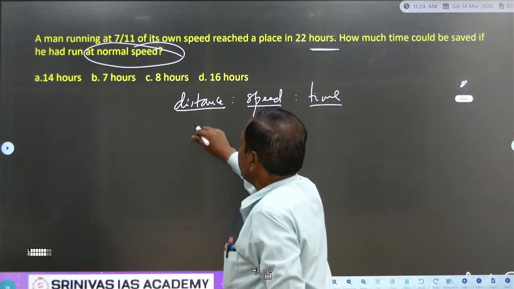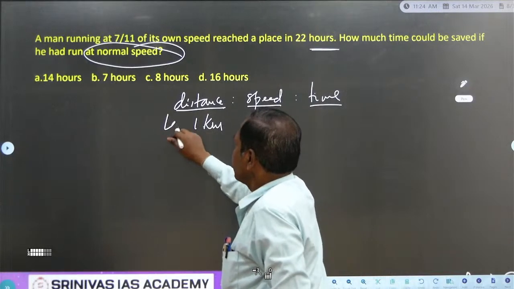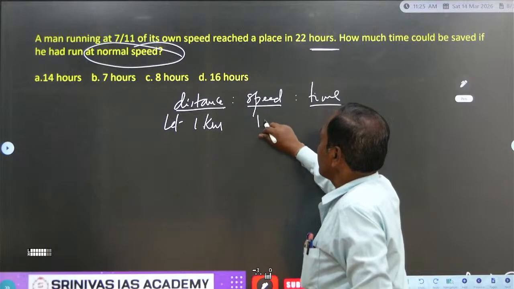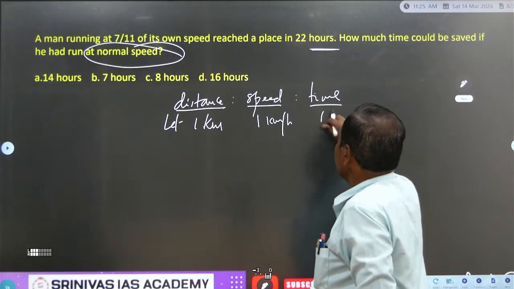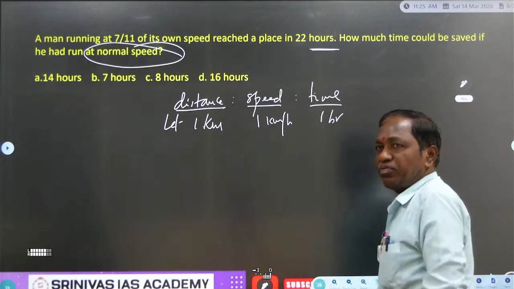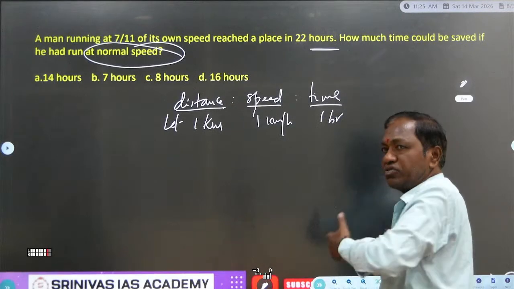Let the distance be 1 kilometer. Speed is also 1 kilometer per hour. Then time taken is what? 1 hour. Well known, this is. Let the distance be 1 kilometer and speed 1 kilometer per hour. Time taken is also 1 hour.